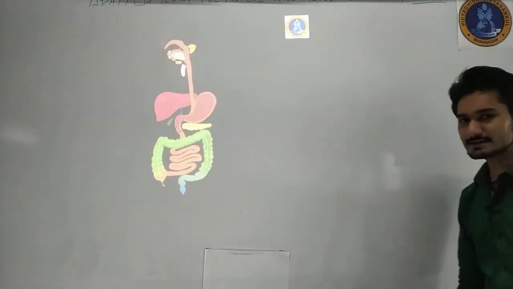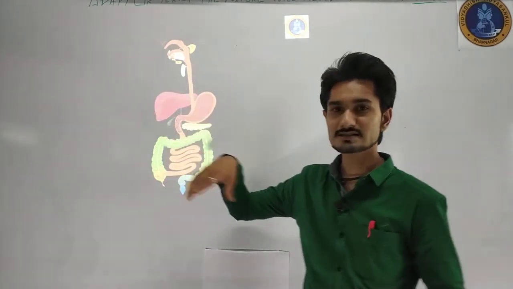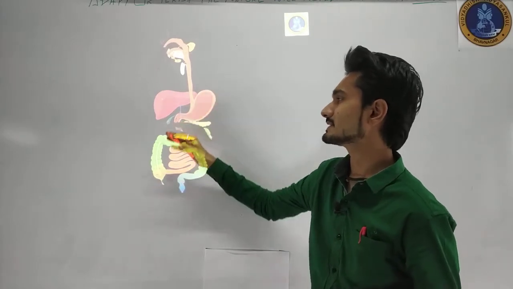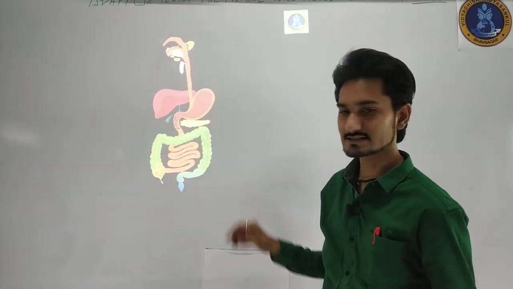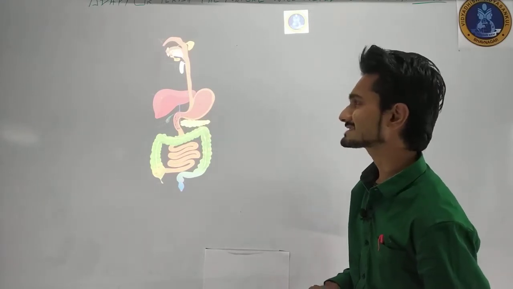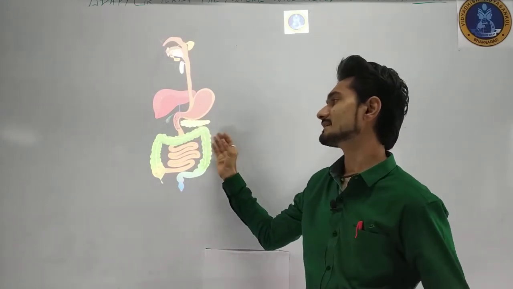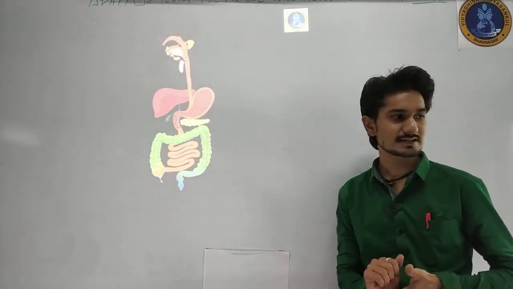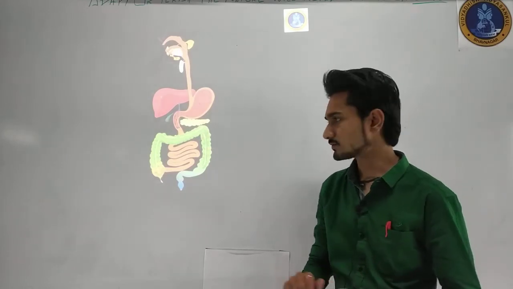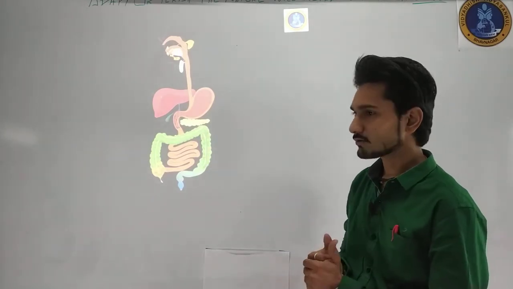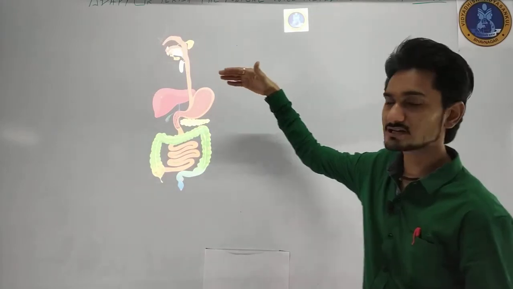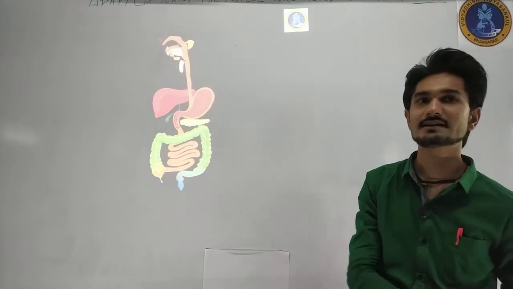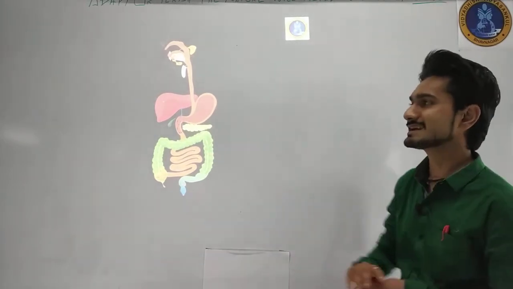Here are all the parts. You can see the part names already written in the previous lecture: this is the mouth, then food pipe, then stomach, then liver, pancreas, small intestine, and large intestine. We have already finished the functions and procedure regarding the mouth, food pipe, stomach, liver, pancreas, and small intestine. In today's lecture we are going to finish the large intestine's process.